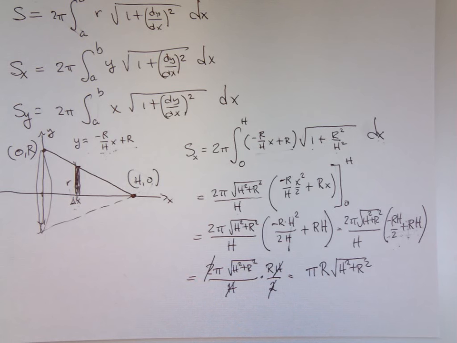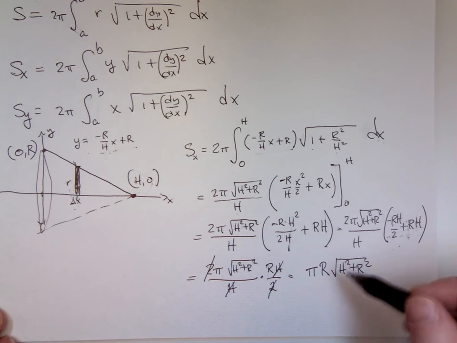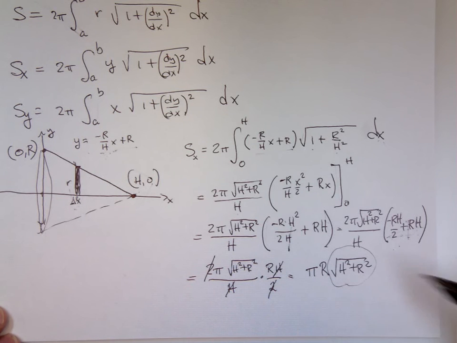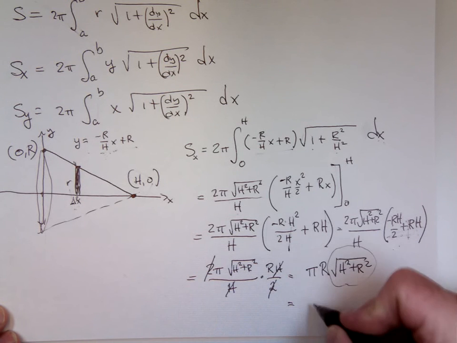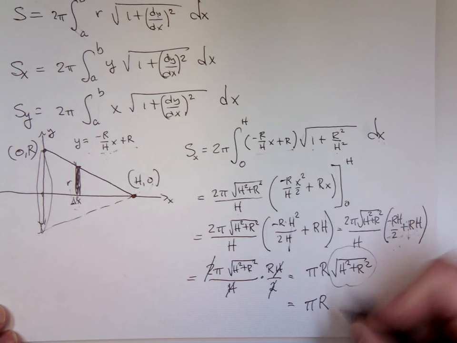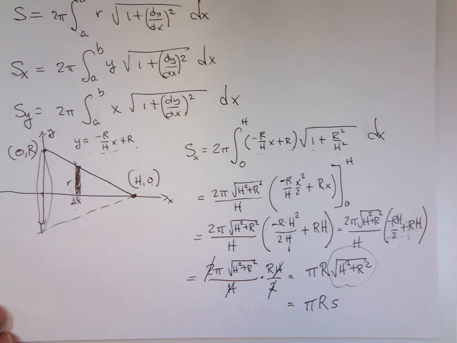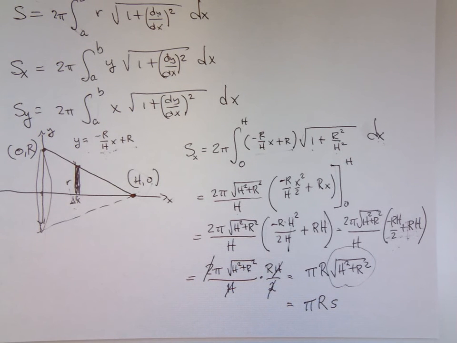Not only that, this quantity right here is called the slant height of a cone. It's this distance here. Oftentimes when you look this up, you'll get pi r s, for slant height s, would be the lateral surface area of that right circular cone. It's the hypotenuse. Yes, and that's the hypotenuse.